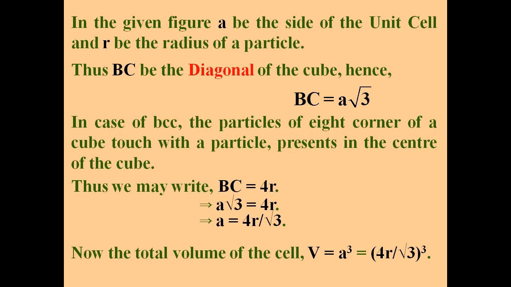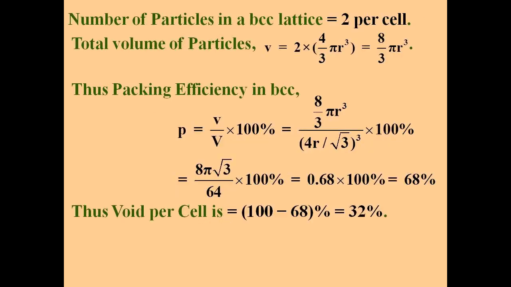Now the total volume of the cell, capital V, equals a cube equals (4r by root 3) whole cube. The number of particles in a BCC lattice equals 2 per cell. Total volume of particles, thus small v, equals 2 into 4 by 3 pi r cube equals 8 by 3 pi r cube.